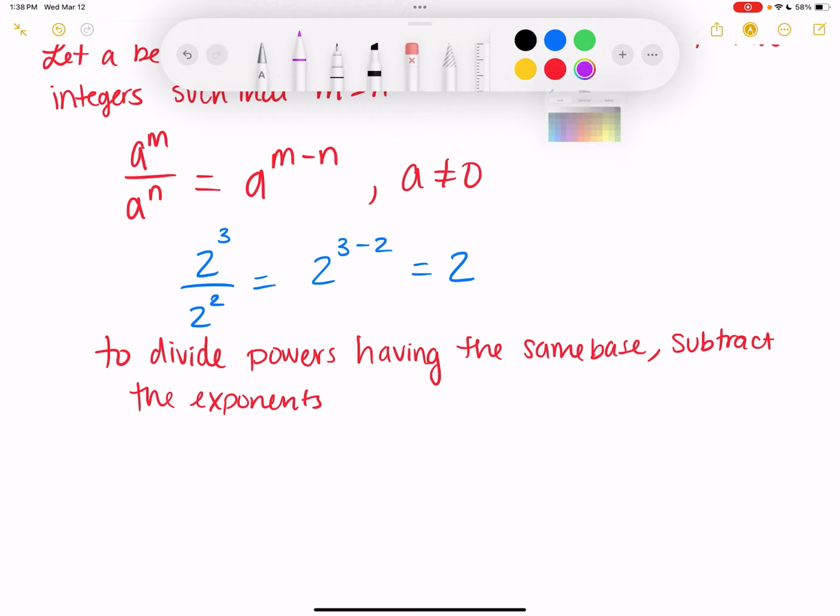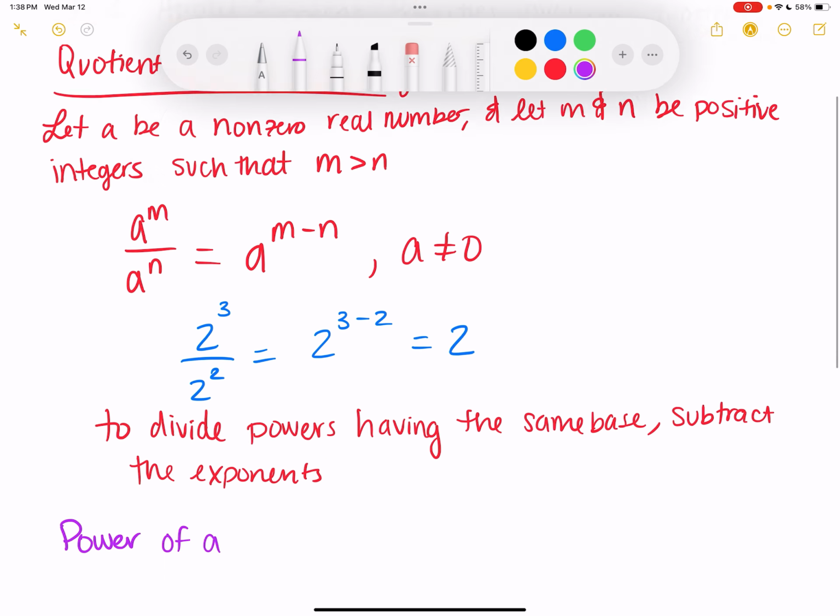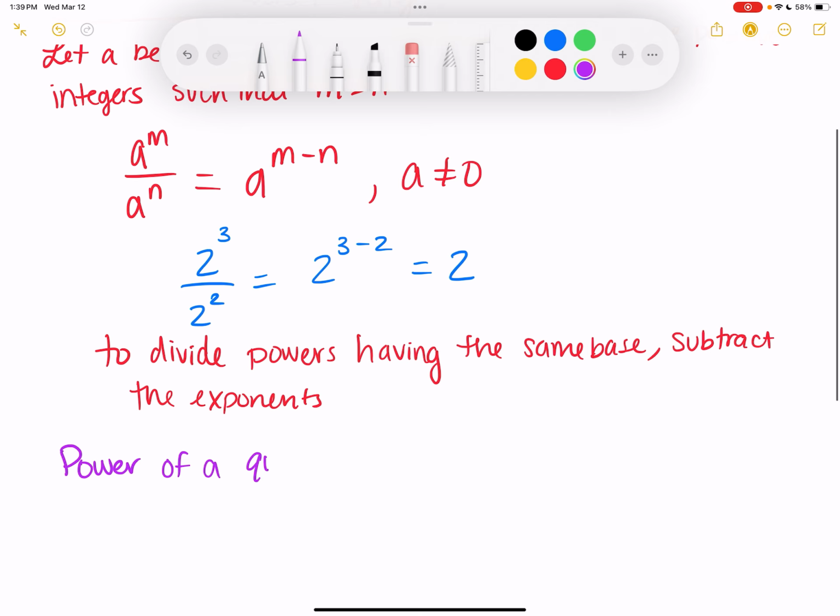All right, this next one's interesting. We actually had a problem that we had to look at yesterday as well, but now it's officially coming up. That's why I was surprised to see it yesterday. But the power of a quotient, so the other one was a quotient of a power. This one's the power of a quotient.